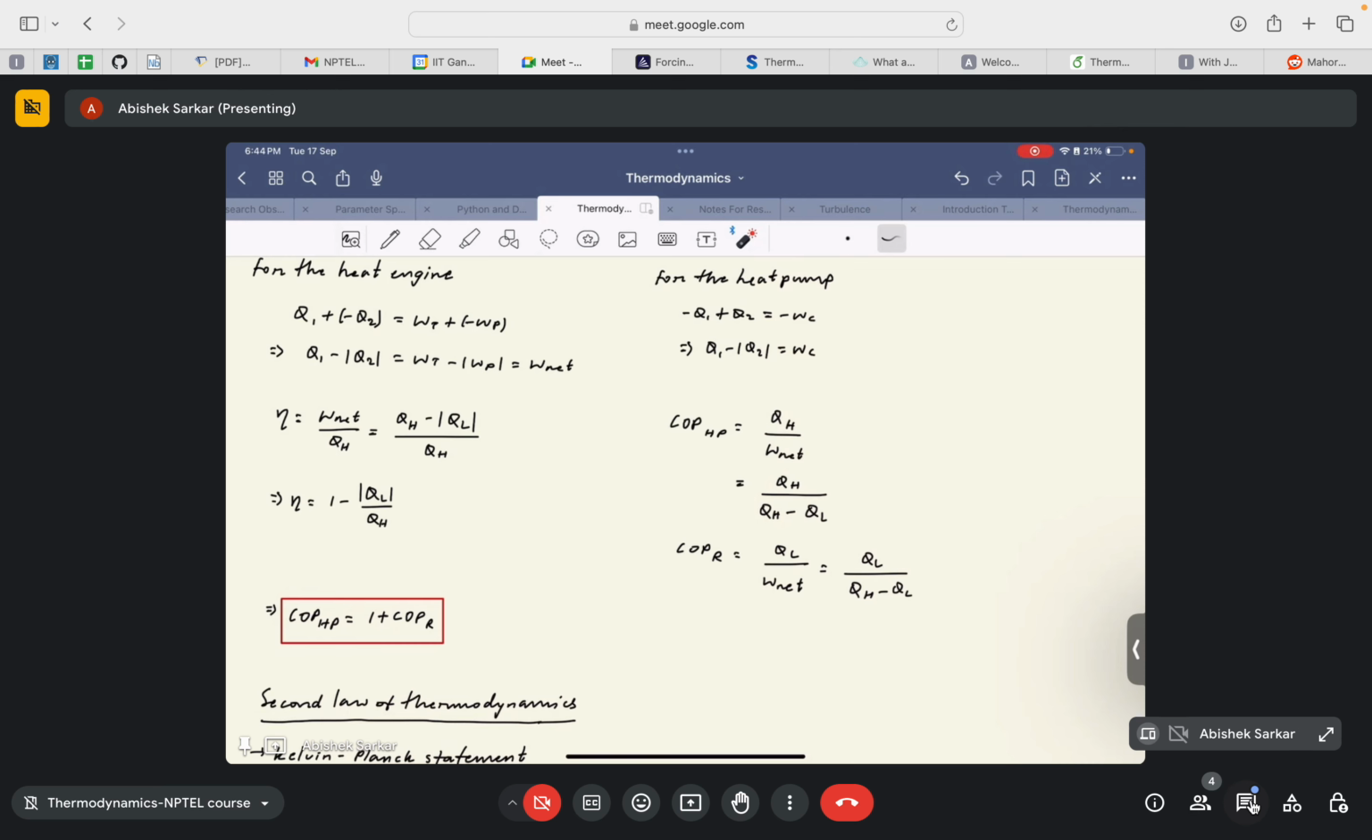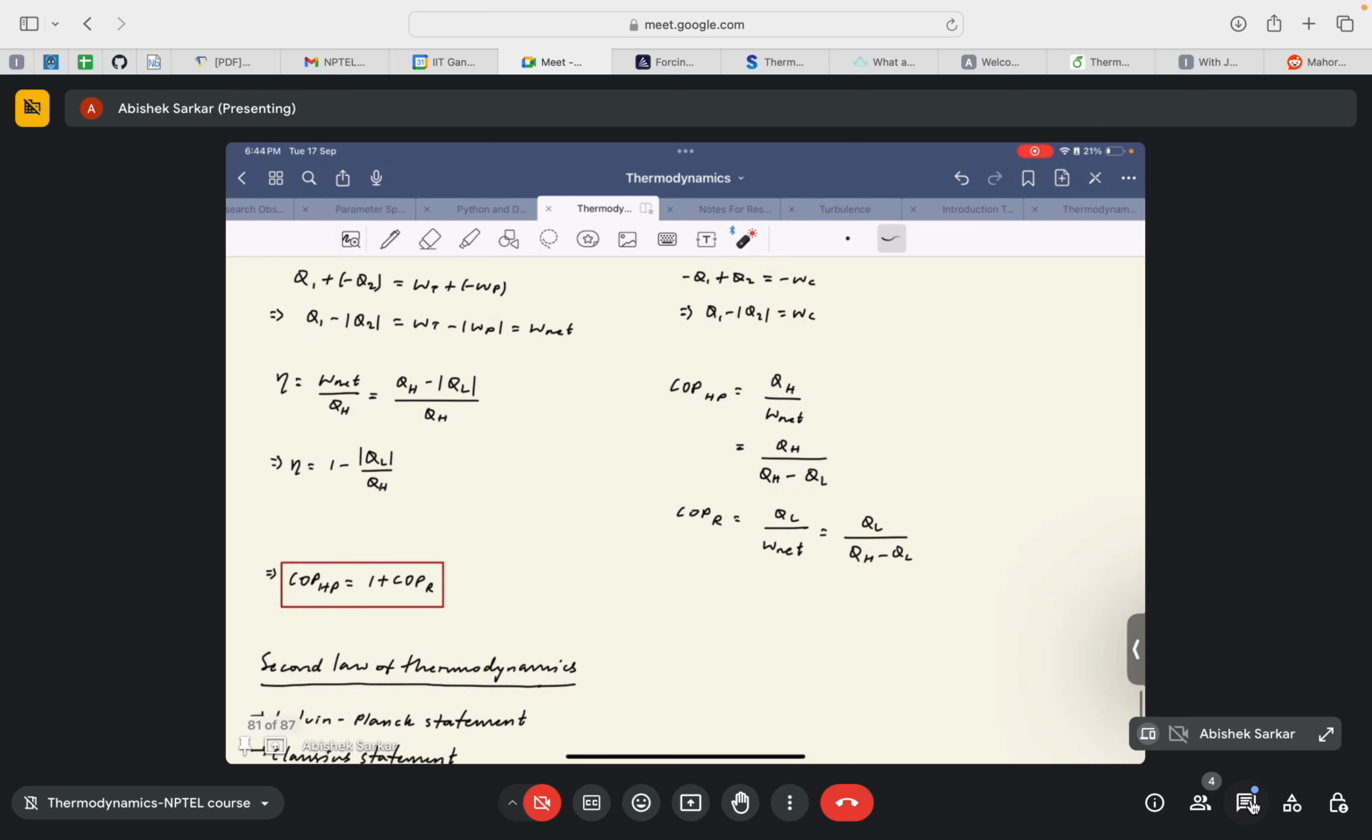Sorry for that. So in the case of a refrigerator, we have QL, the heat interaction at the lower temperature, as our desired effect. So COP of R will be QL by W net, or QL by QH minus QL. So I hope this was clear.